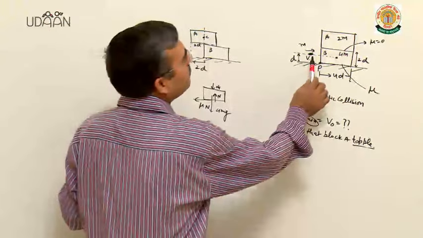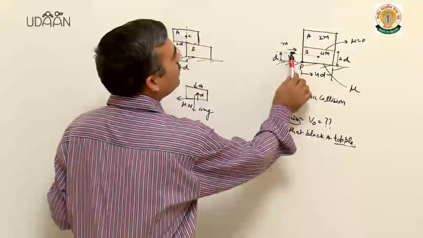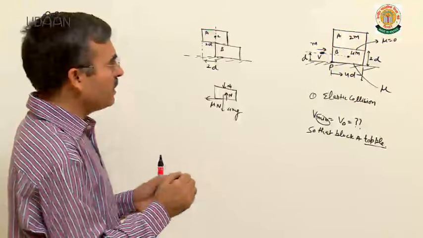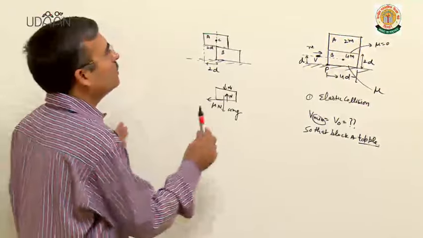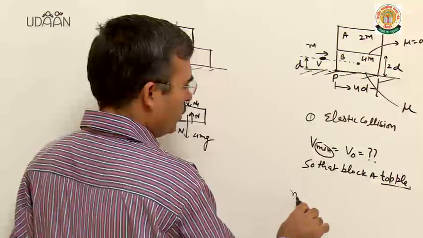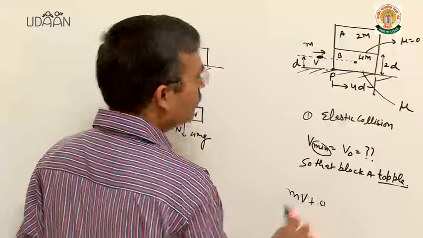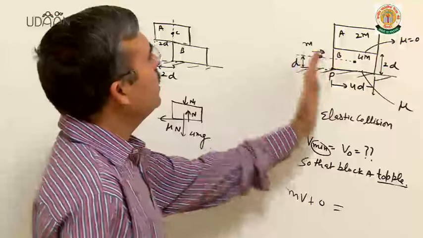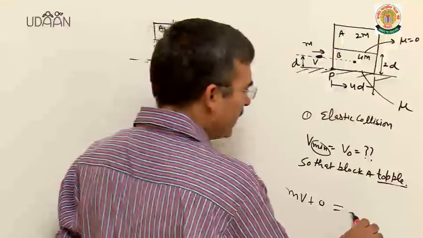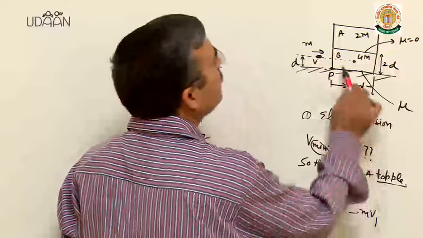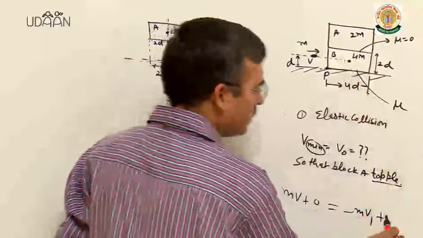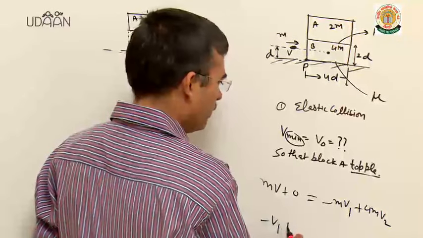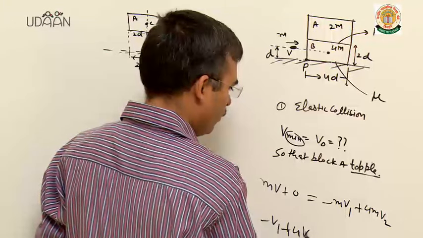Let us apply conservation of linear momentum between small m and capital M block. Role of friction is not there. Internal impulse is acting there. So in horizontal direction, small m into V plus 0, momentum of the B. After the collision, suppose small m comes back, so its momentum will be negative here, mv1. Momentum of the B block, 4m into v2. So minus v1 plus 4 v2 equal to v.